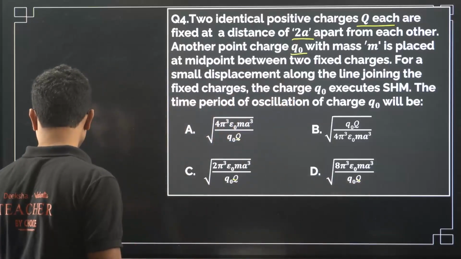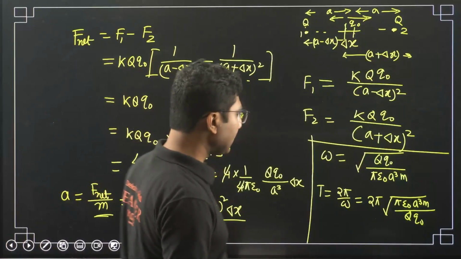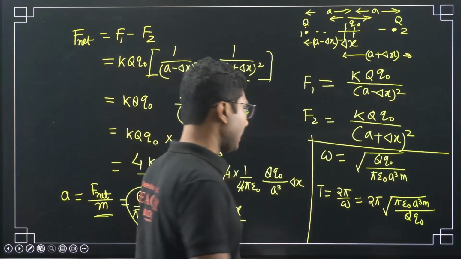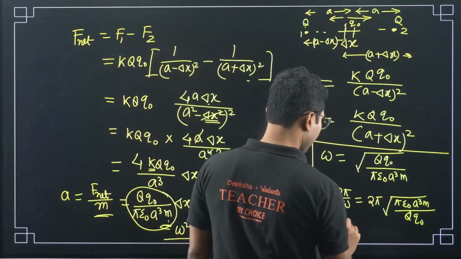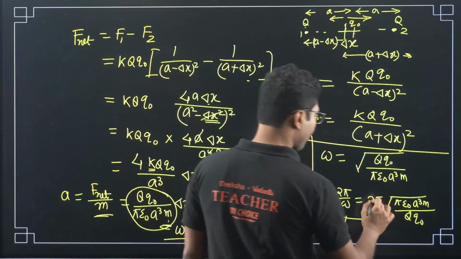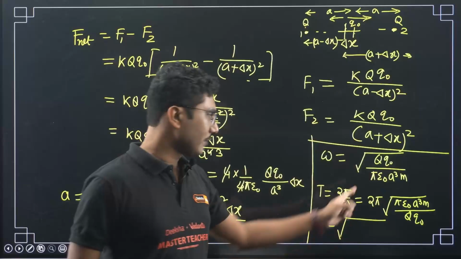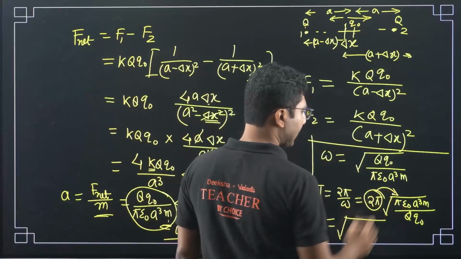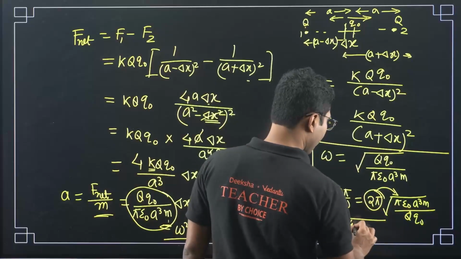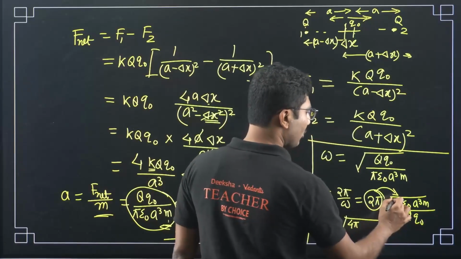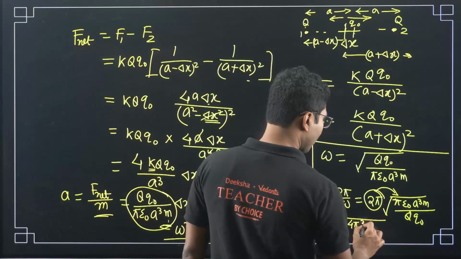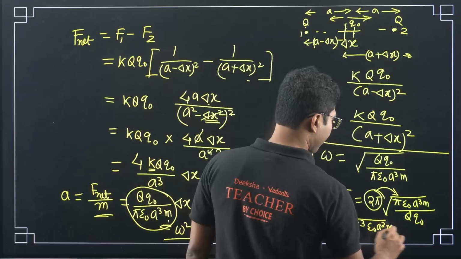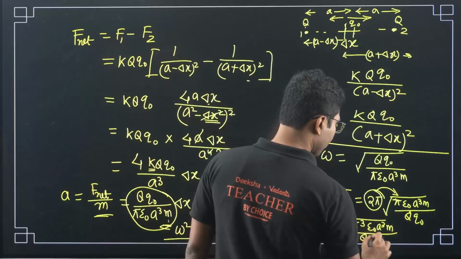Basically this 2 pi you have to take inside the square root, right? So if you take this 2 pi inside the square root, what will you have to do? You have to square this and then take it inside. So that will be 4 pi square. There is one more pi over here. So it will be 4 pi cube epsilon naught a cube m divided by q naught.